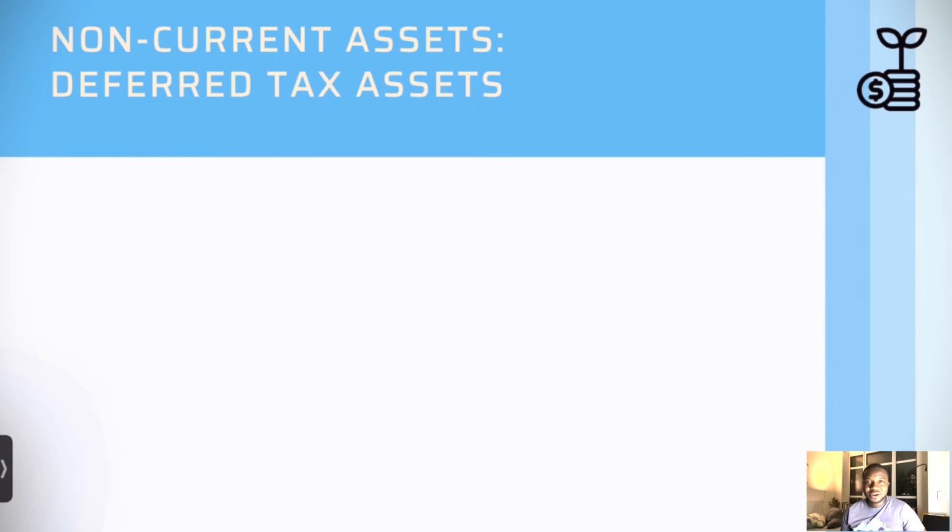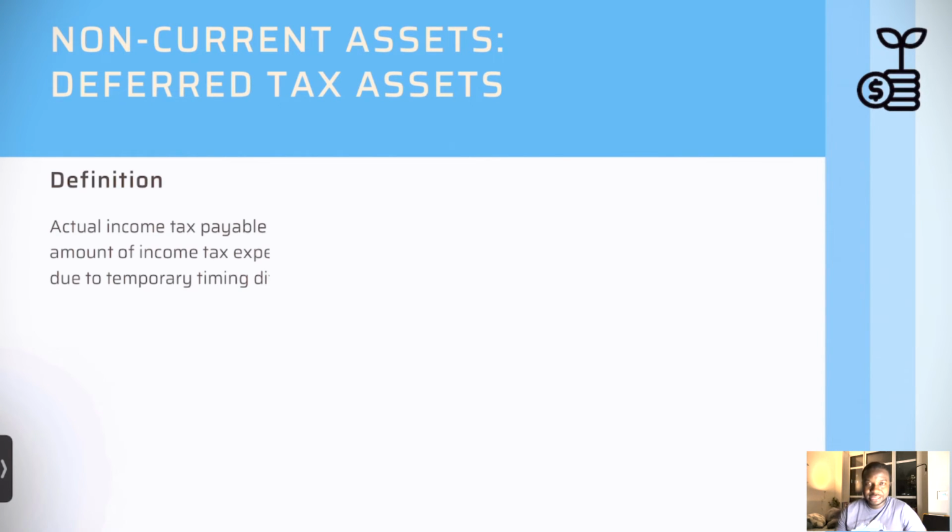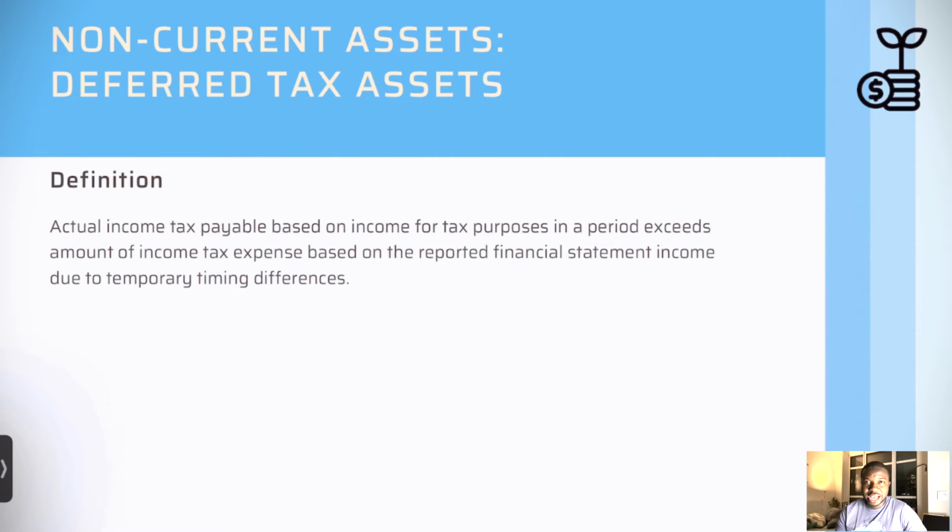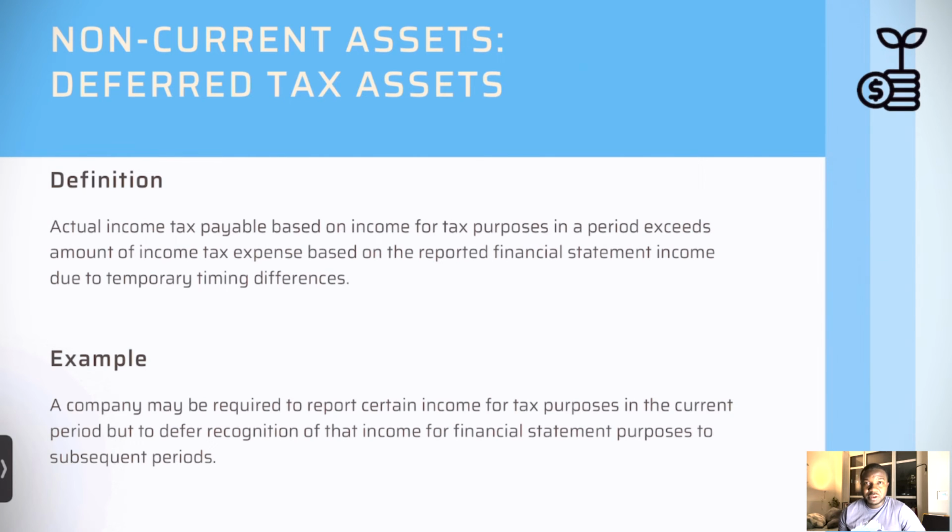The next non-current asset is deferred tax assets. This asset is created when the actual tax payable based on income for tax purposes exceeds the amount of income tax expense on the reported financial statement as a result of timing differences. For example, a company may be required to report a certain income for tax purposes but defer the recognition of that income in its financial statements till future periods.